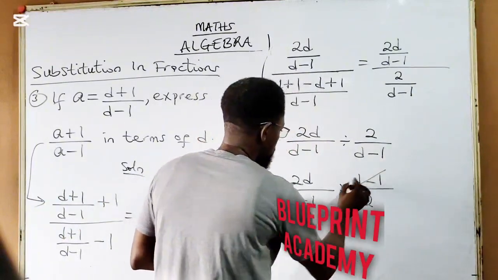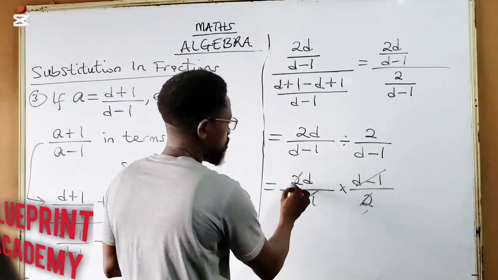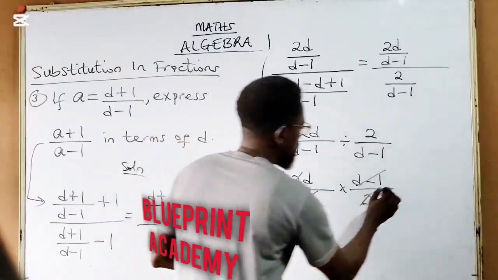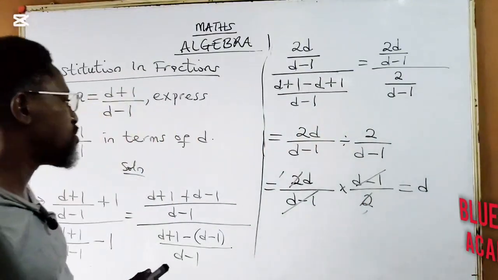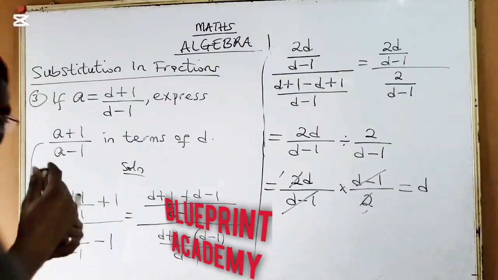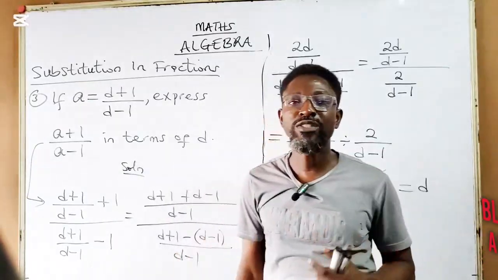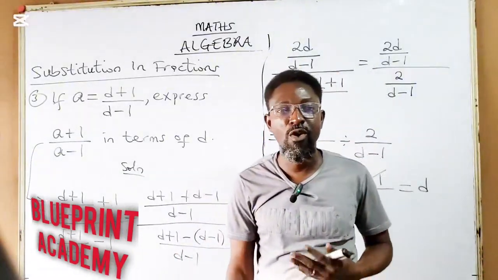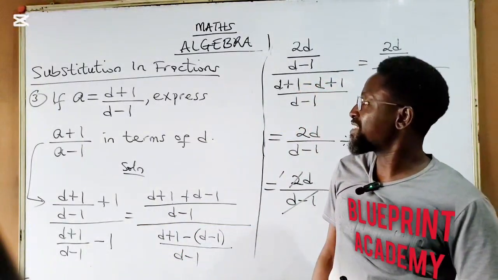So now this D minus 1, we cancel the D minus 1 here. The 2 here is 1, the 2 here is 1, so the 2 we cancel out. The final thing we are left with is D. So the answer to that question is D. So this is how you do what is called substitution in fractions under algebraic processes. Alright, let's proceed.